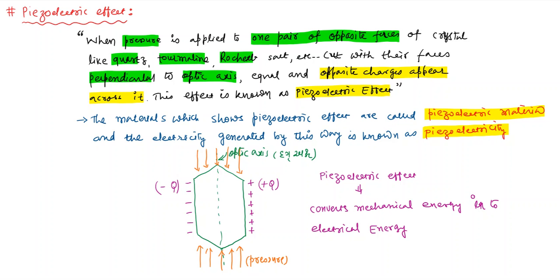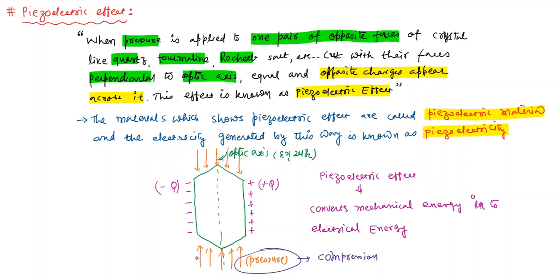So many advanced technologies are available which explain the piezoelectric effect, but this is the electric version of the magnetostriction effect. See what happened in the magnetostriction effect: we put the ferromagnetic rod in an alternating magnetic field, then we get vibration of the rod. Here, if we apply pressure to this thing, then we get electricity.